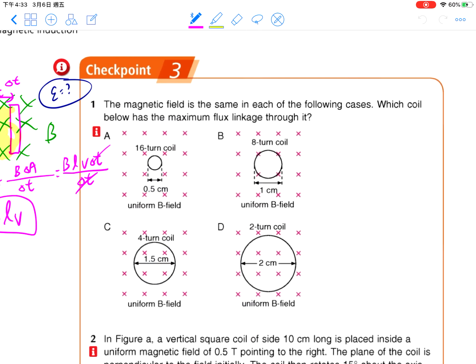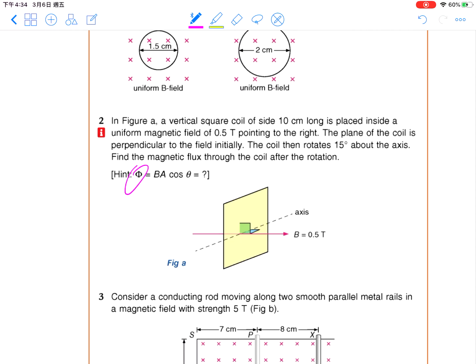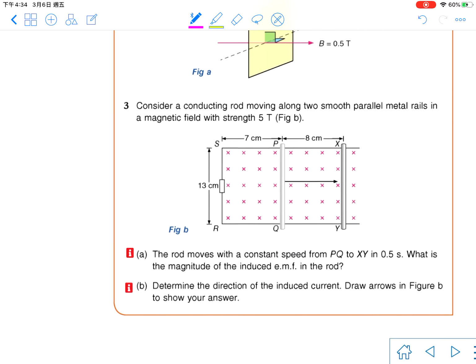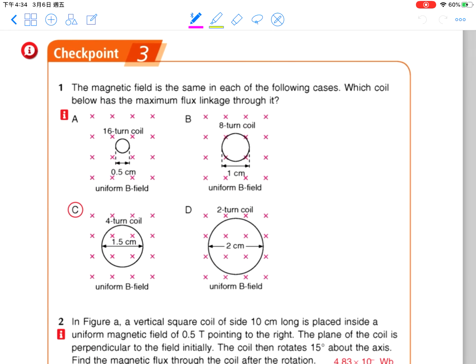Now, these two examples are very important. Now maybe you can try Trap-on 3. Which coil has a maximum flux linkage? There is NBA. And then find the flux if you rotate. And then the rod: find the induced EMF and also the direction of induced current. Okay, Trap-on 3.